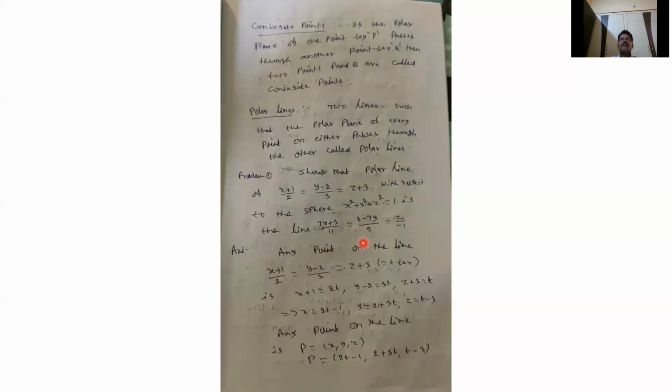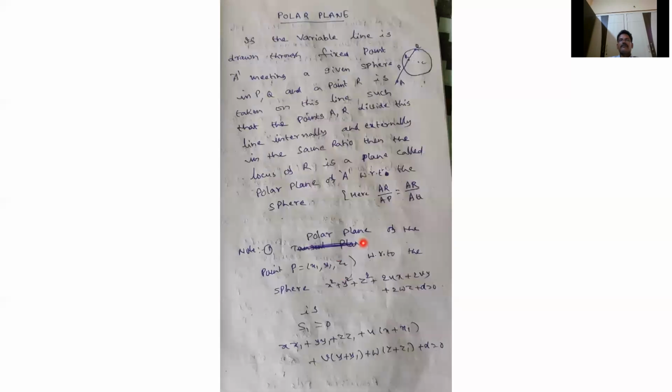Polar plane of a point with respect to the sphere is S1 equals 0. The polar plane lx plus my plus nz equals p, with respect to the sphere x square plus y square plus z square equals a square, has the point l by p a square, m by p a square, n by p a square. So two points are conjugate points if the polar plane of one point passes through the other point; then the two points are called conjugate points.